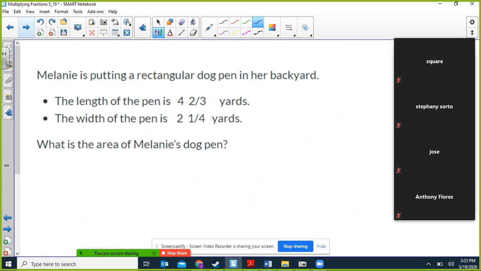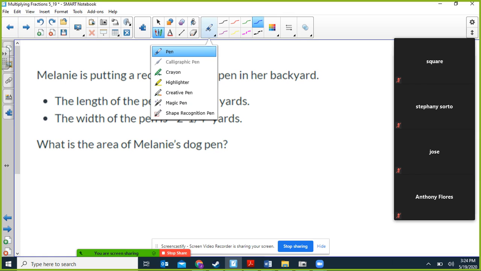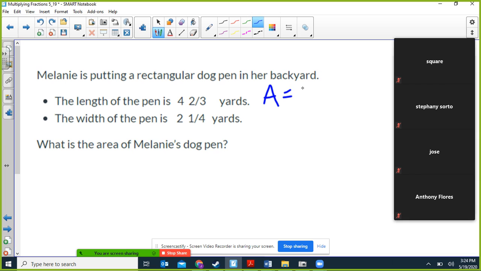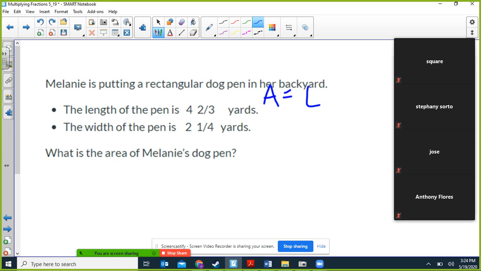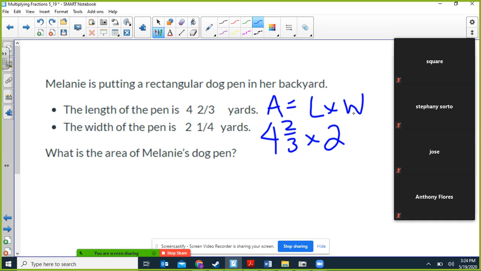All right, and I believe, yes, this is the last and final one. This is just an area problem, and we've had 2 of these, I believe, so we all know area is length times width. So I'm just going to plug in my numbers. 4 times 4 and 2/3. Goodness gracious. Times 2 and 1/4.